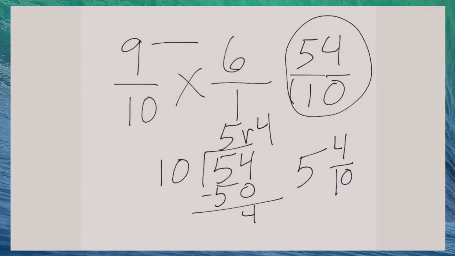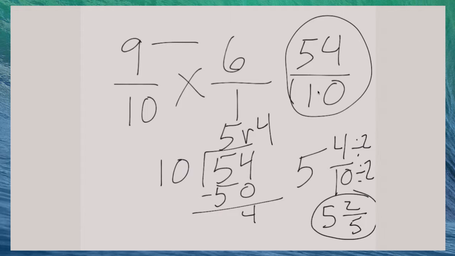But I've got to double check 4/10. That is not in simplest form. I can divide each piece of the fraction by 2 because that's a shared factor that they have. 4 divided by 2 will get me 2, and 10 divided by 2 will get me 5. I bring down my whole number 5, and my final answer is 5 2/5.